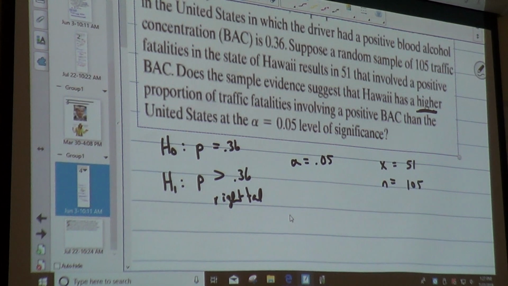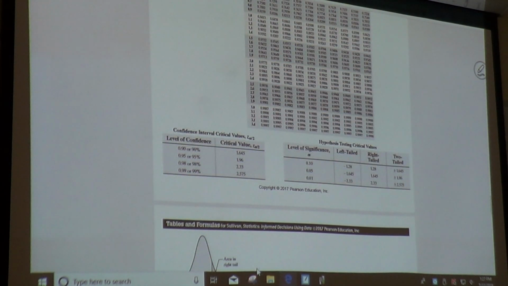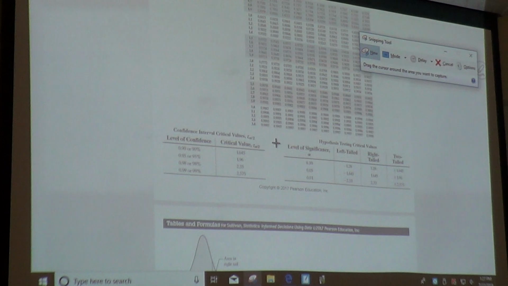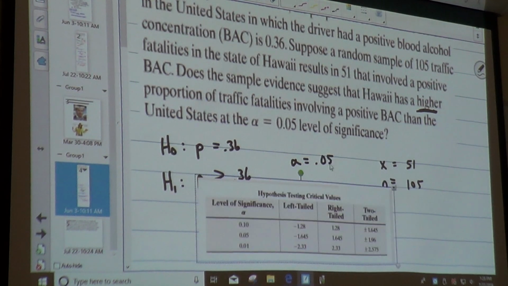And from that table, I need to get my little shading. I don't think I still have it up. Let me snag it one more time. Copy, bless you, and paste.